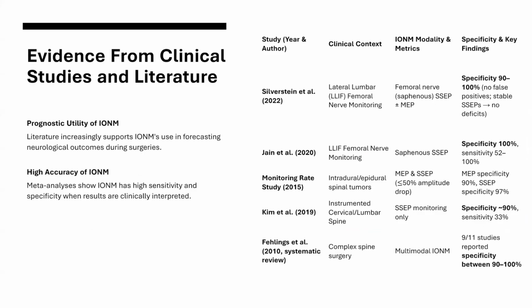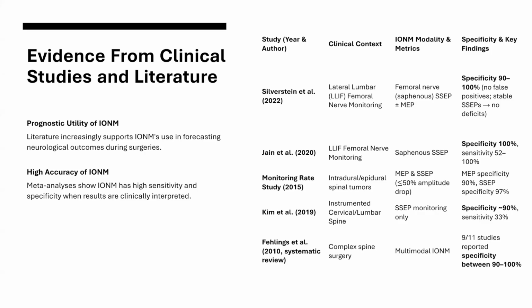So there's a lot of evidence that supports neuromonitoring, and there's more and more literature supporting the prognostic value of neuromonitoring. Neuromonitoring has an extremely high specificity rate, between 90 to 100%, meaning if you have a response and the response goes away, the likelihood of that patient waking up with a deficit is extremely high. So high accuracy. It has a mid to high sensitivity.